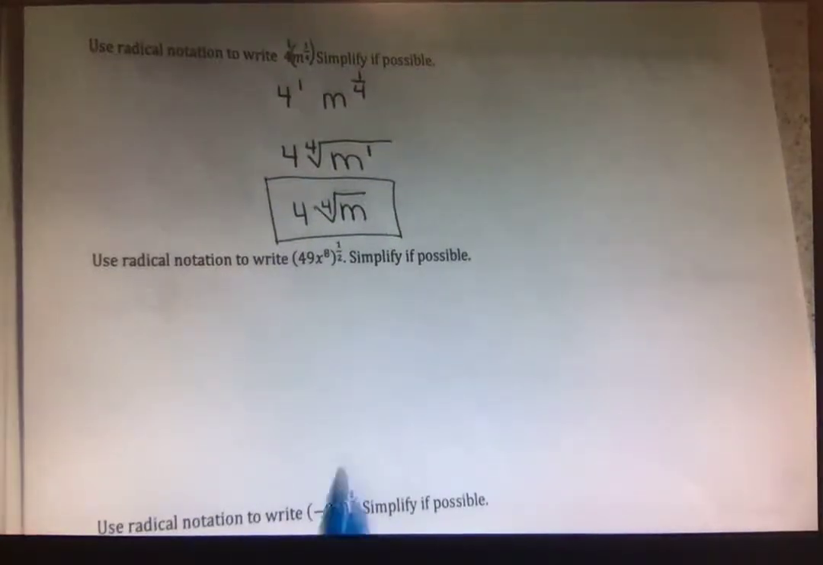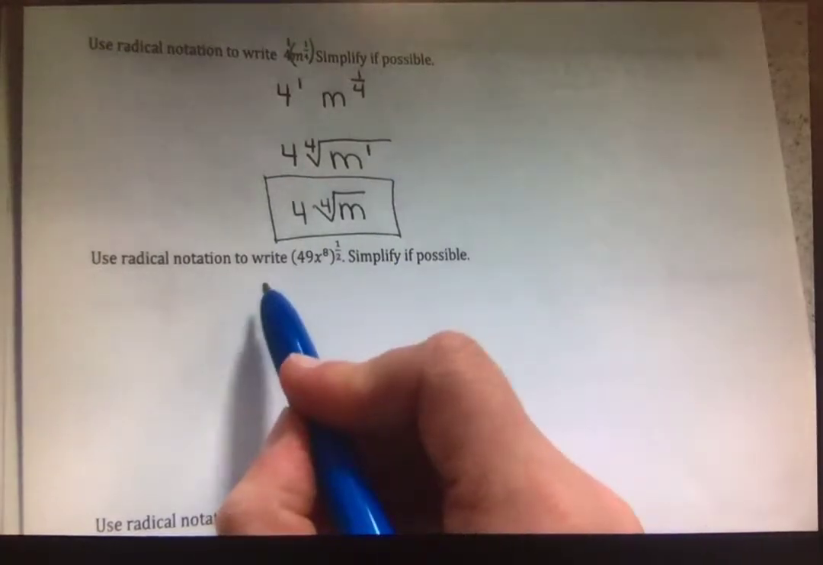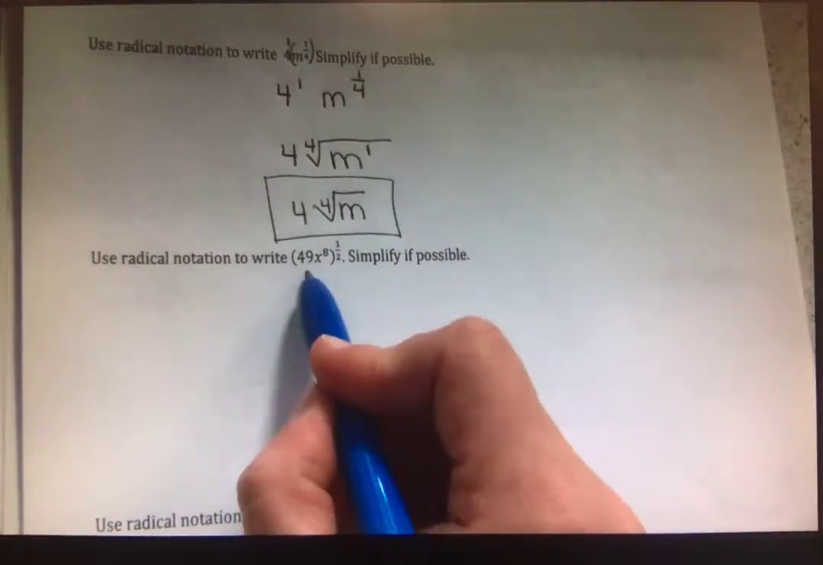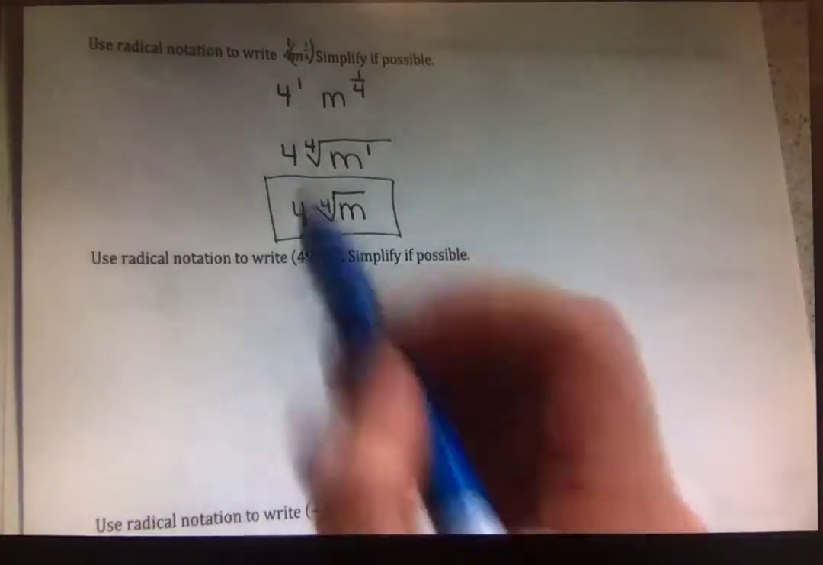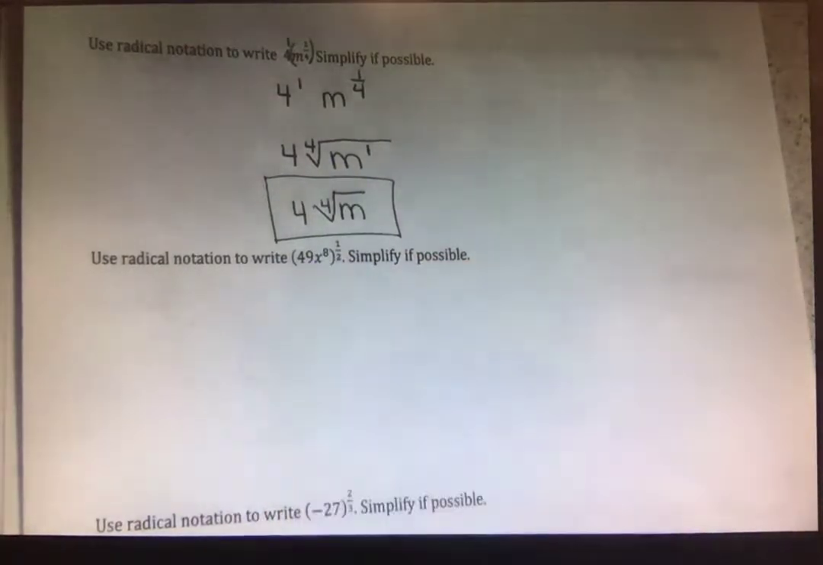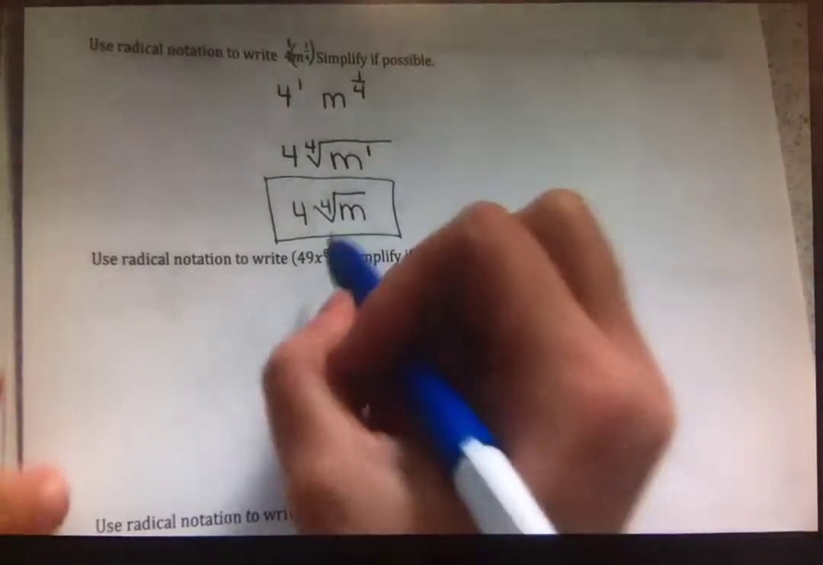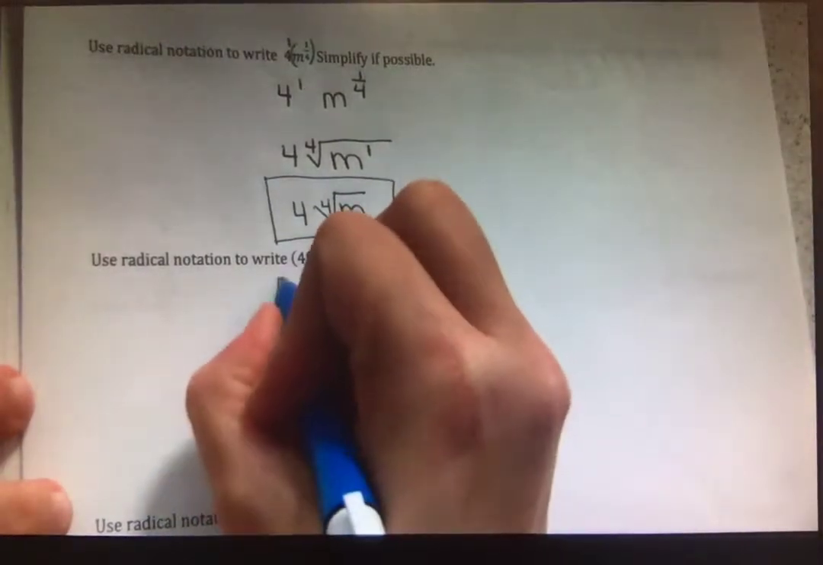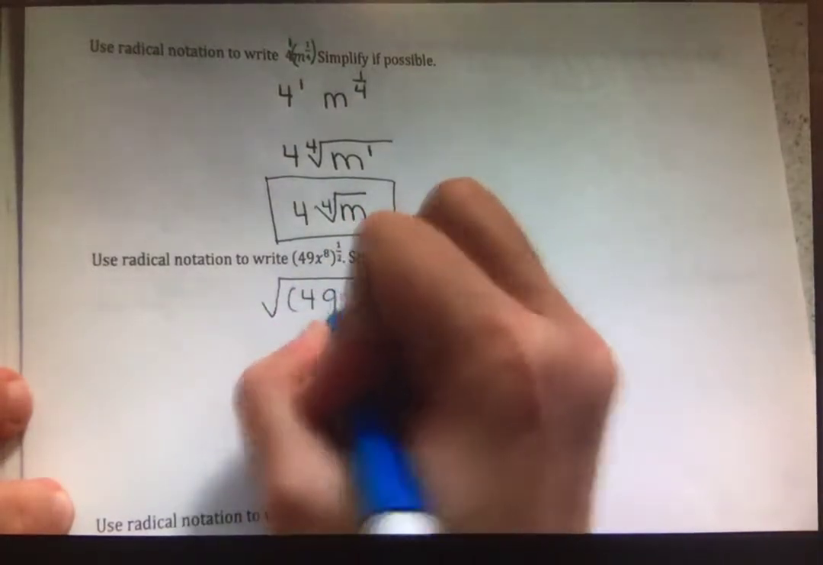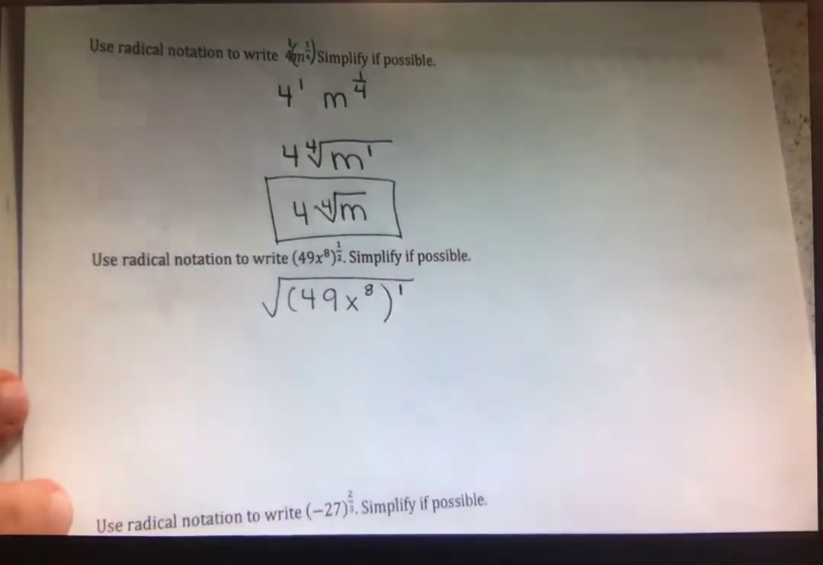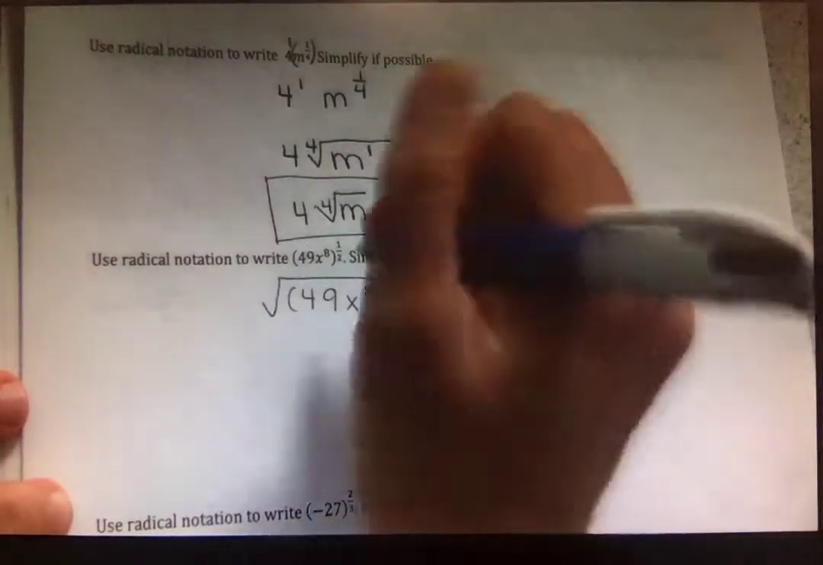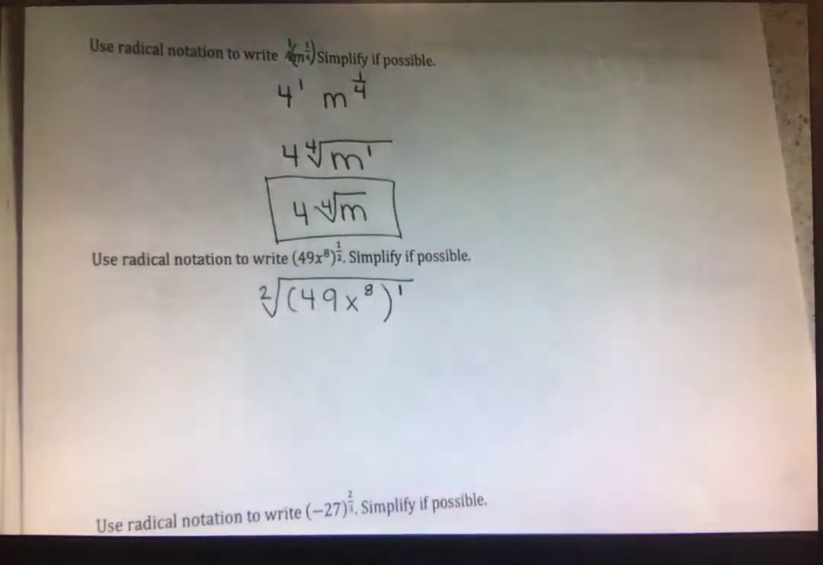Same thing for the next one. This time I have using radical notation to write in parentheses 49x to the 8th to the 1/2 power. So because it's in parentheses, that means everything has that 1/2 power applied to it. Because it's a fraction exponent, it's going to be a radical. So we have 49, x to the 8th is all of our base. First power, that 1's going to stay up top. That 2 is on the bottom, so it tells me it's going to be the square root.